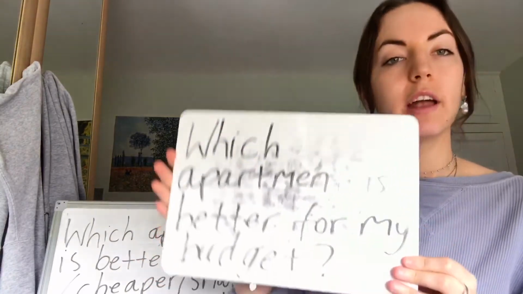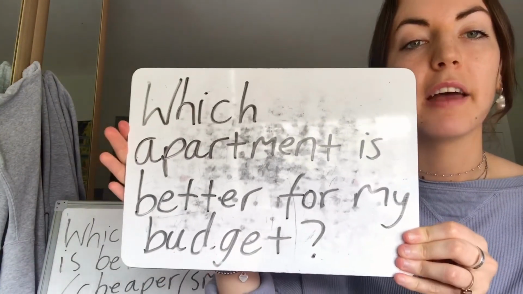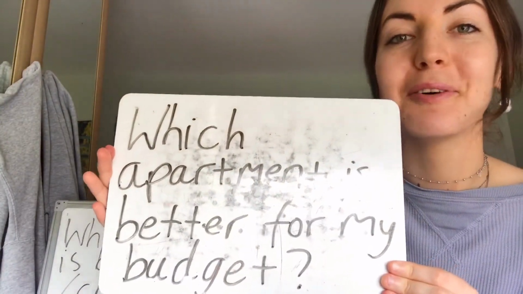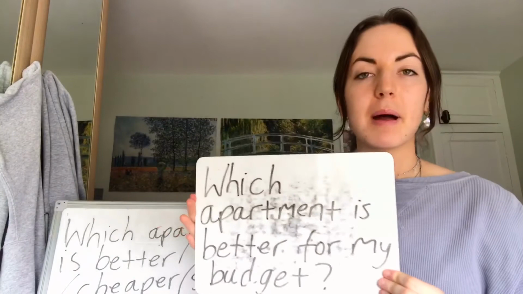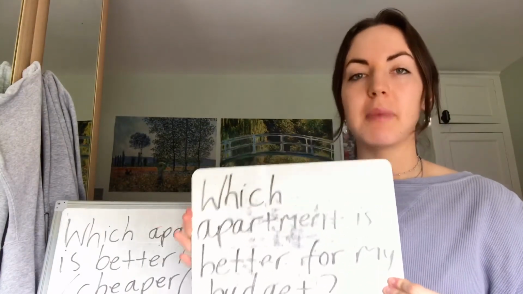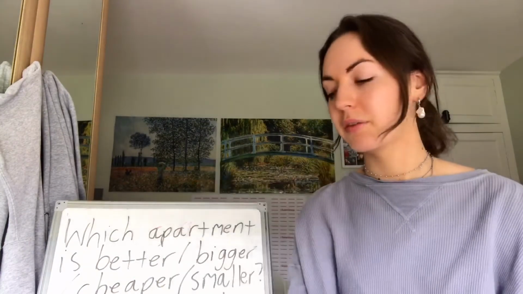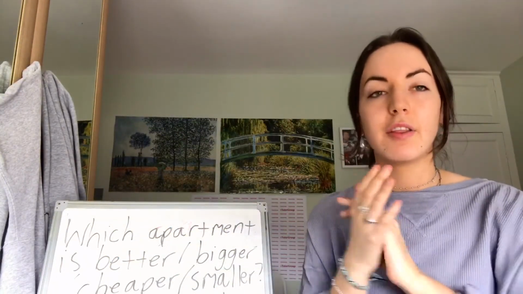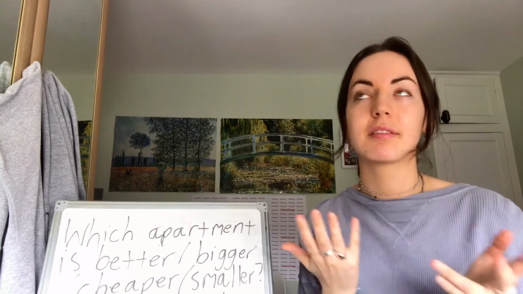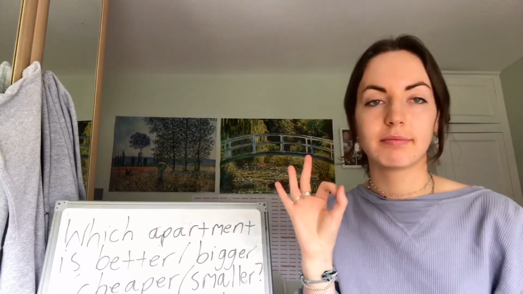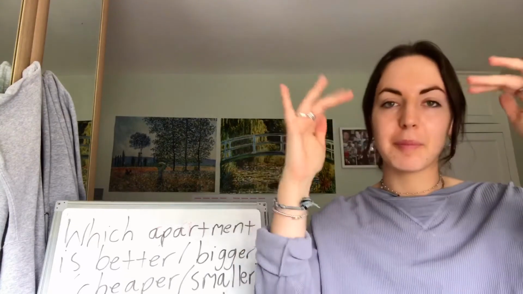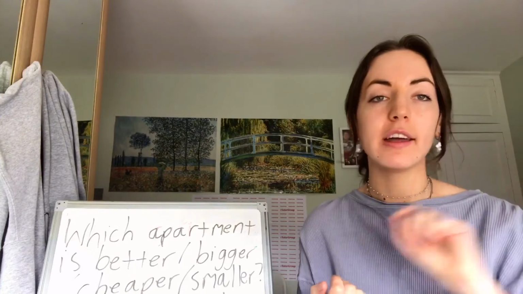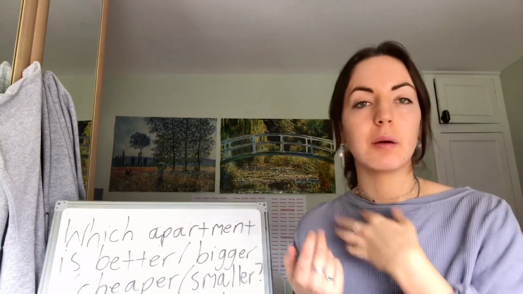And then which apartment is better for my budget? If we remember, budget is the amount of money that you can spend on something. So if you are looking for an apartment and the most you can pay is 300 euros a month, that is your budget. That's the absolute top. Okay? So these are good sentences. Try and learn them because they will come in useful.